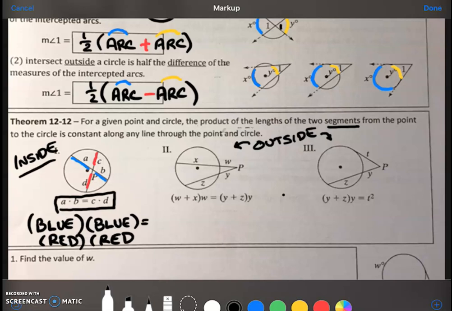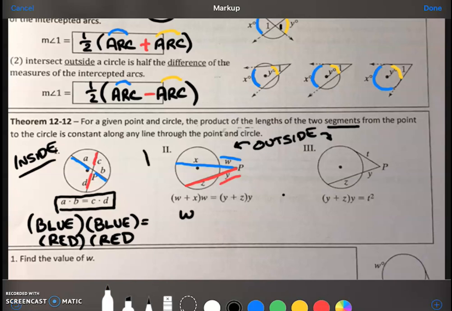Now here's an example when they're outside. It's basically the same exact formula. There's going to be two lines. You are going to go this whole entire blue line times the outside portion is going to equal this whole entire red line times the outside portion. So I'll just write that down.